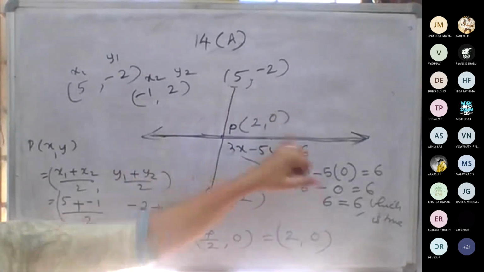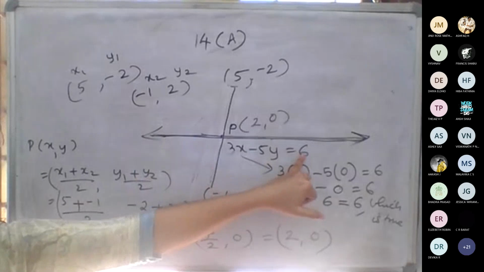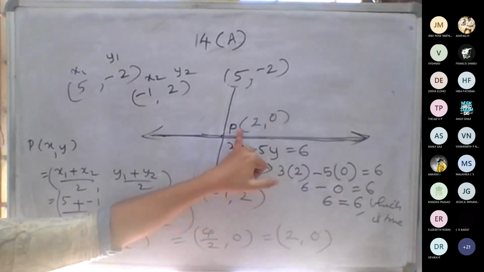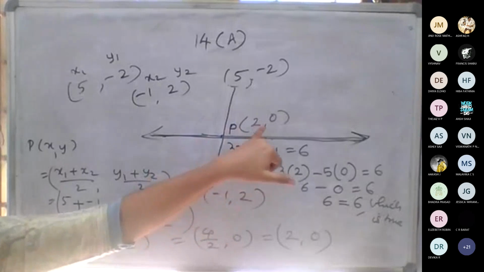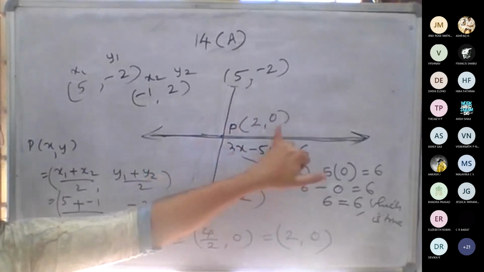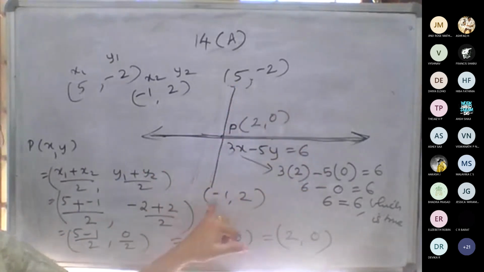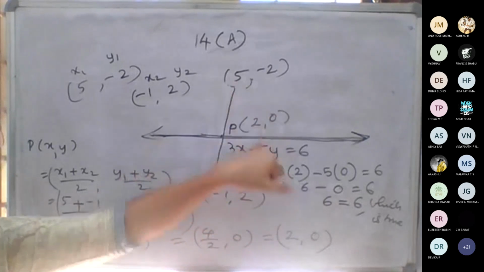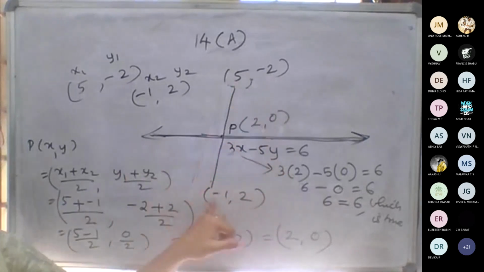That given line, that is 3x minus 5y is equal to 6, bisects the join of 5, negative 2 and negative 1, 2, with the joining point 2, 0. Don't simply substitute x is equal to and y is equal to 2 in 5 negative 2 and negative 1, 2.